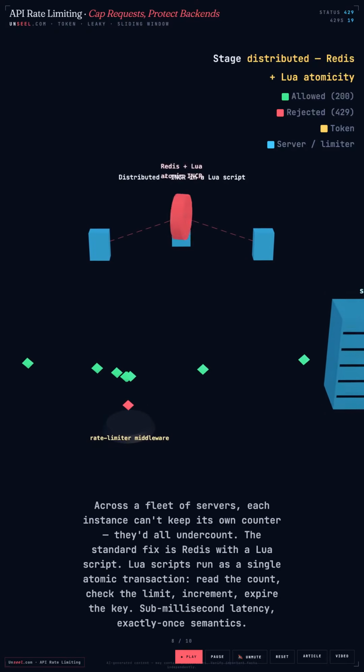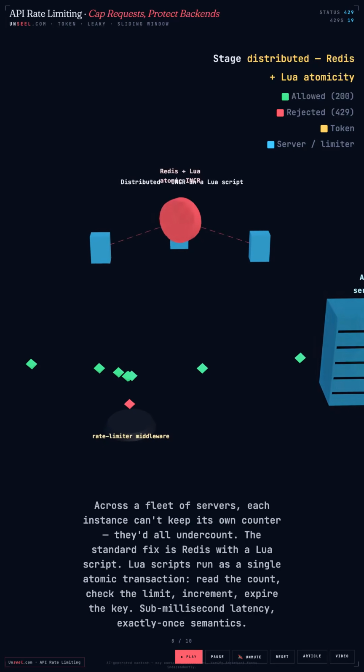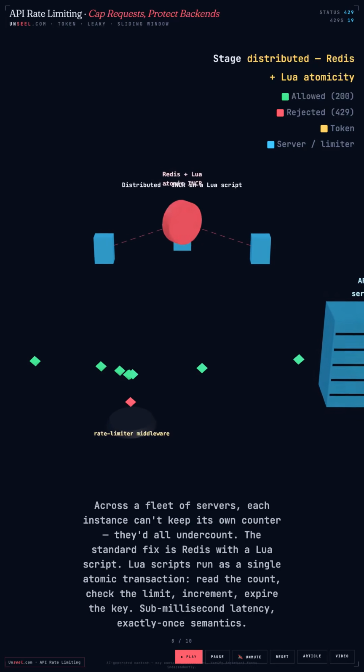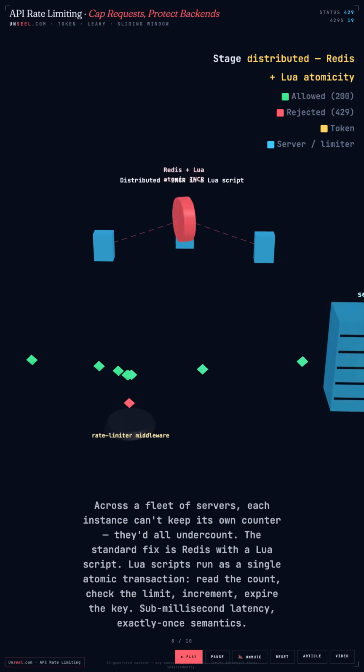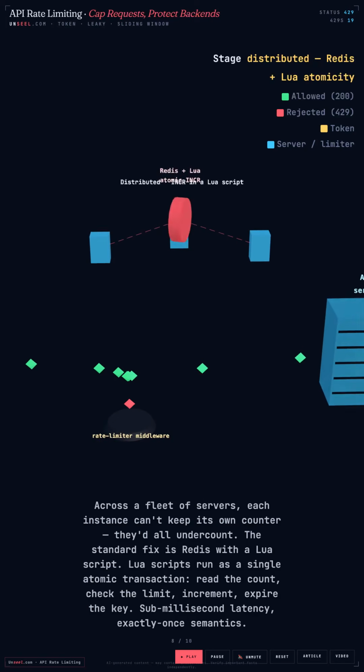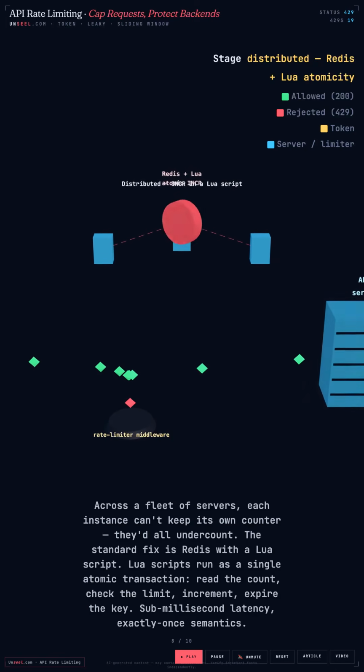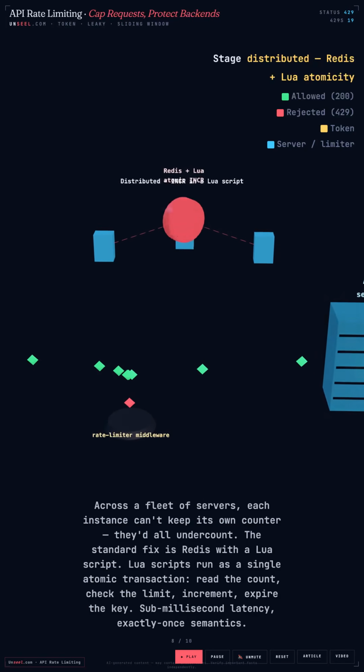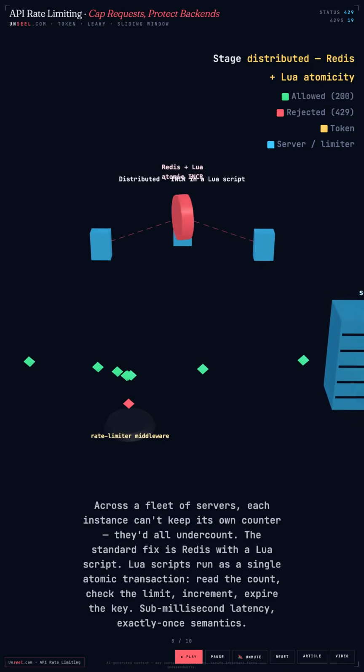Across a fleet of servers, each instance can't keep its own counter. They'd all undercount. The standard fix is Redis with a Lua script. Lua scripts run as a single atomic transaction. Read the count, check the limit, increment, expire the key. Sub-millisecond latency. Exactly-once semantics.